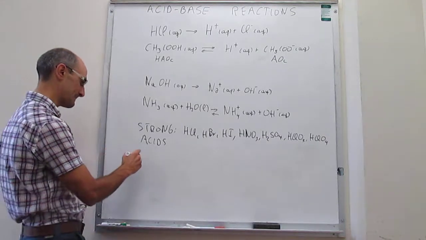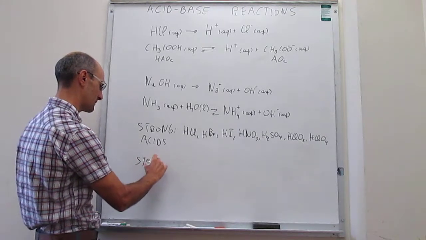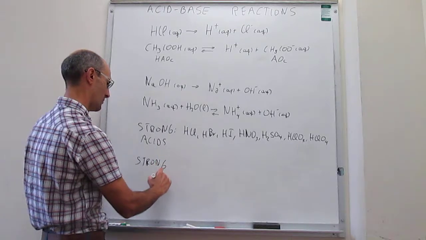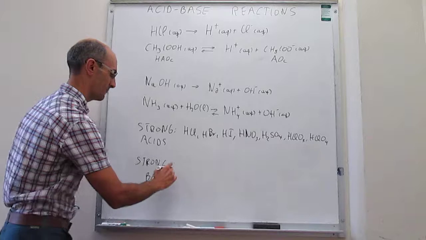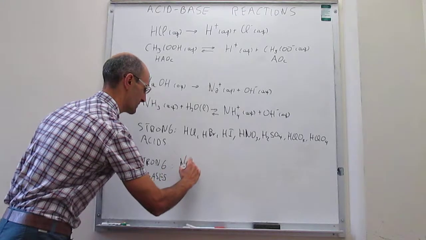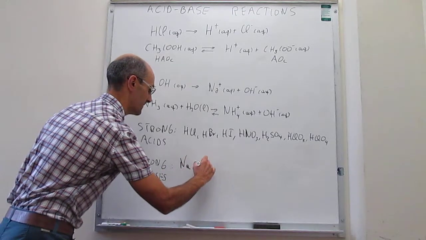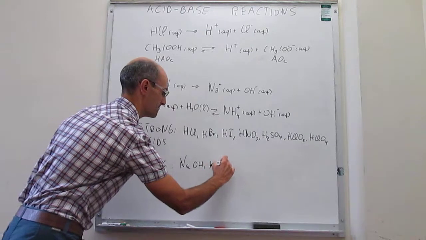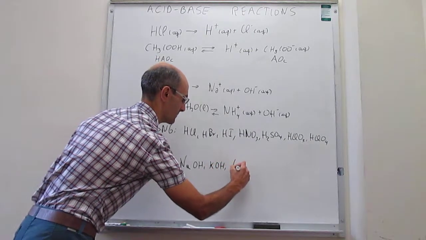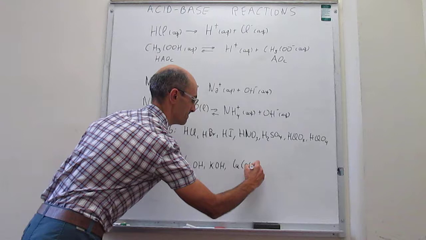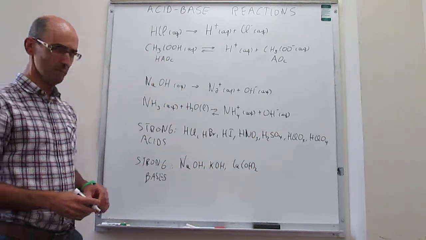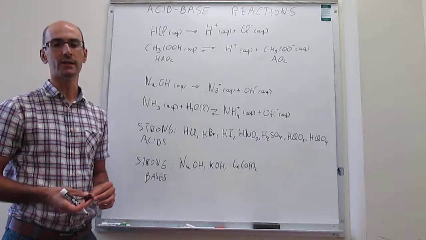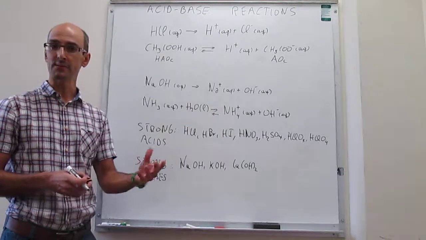Now, what about bases? The list of strong bases is going to be a little shorter. Strong bases: we're simply going to consider that the strong bases will be sodium hydroxide, potassium hydroxide, and also calcium hydroxide. All right, so in the next video, we're actually going to start studying acid-base reactions.